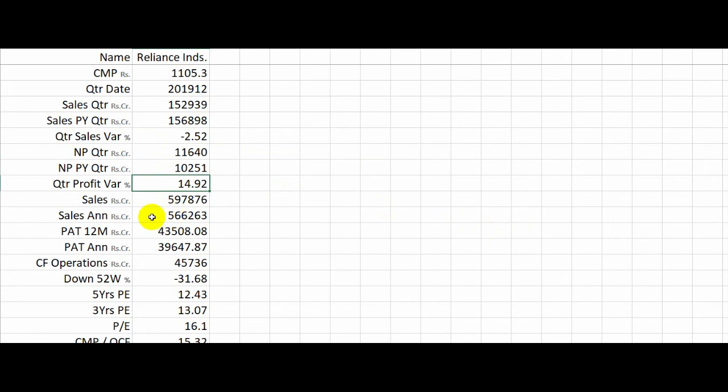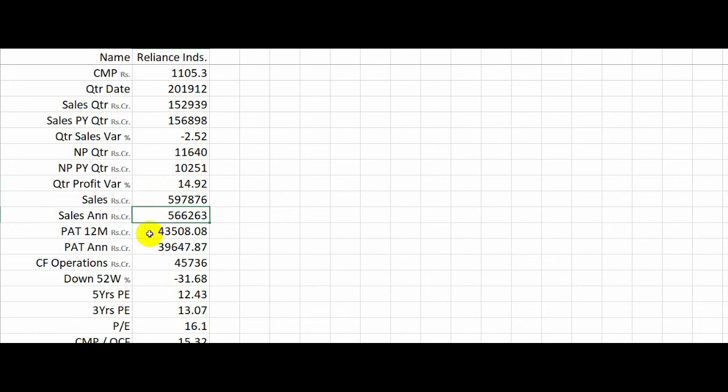The sales on the 12 trailing months when compared to 2019 has increased by around 30,000 crores, from 5,66,000 crores to 5,97,000 crores. So this is the value of sales in the recent 12 months when compared to the 2019 sales figure.